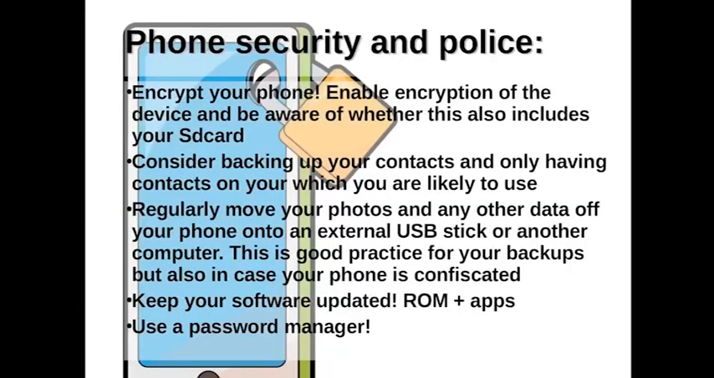Consider backing up your contacts, only having contacts on your phone which you're likely to use, so that if that device is compromised in some way or another, not all of your contacts are gleaned from your device by the offending authority. Regularly remove your photos and any other data off of your phone onto an external USB stick or computer, or even a cloud, depending upon who that cloud provider is. It's a good practice in general for keeping backups, but also in case your phone is confiscated.